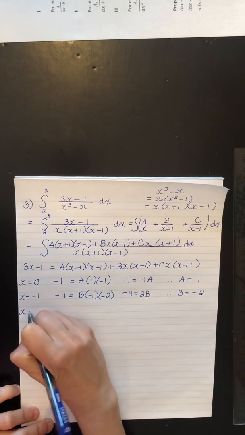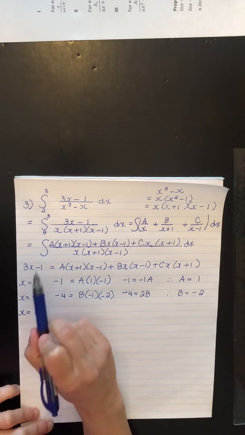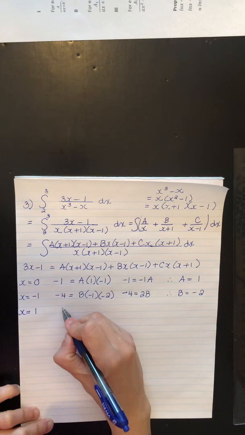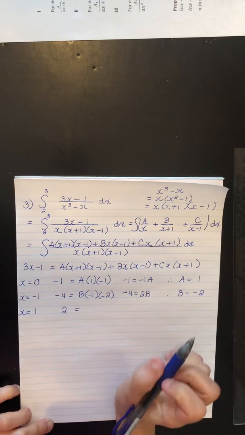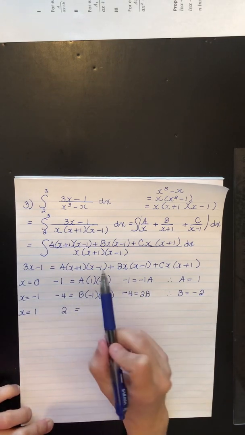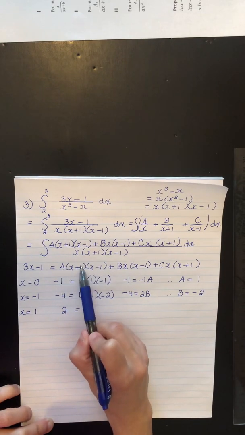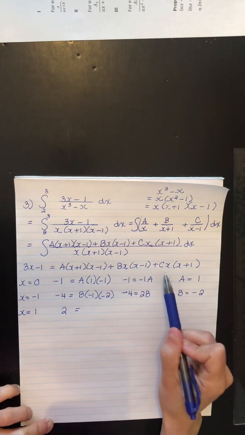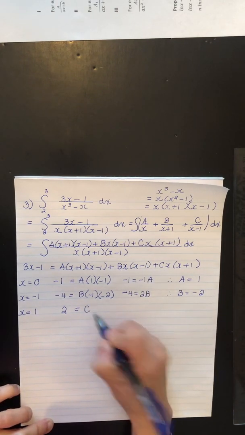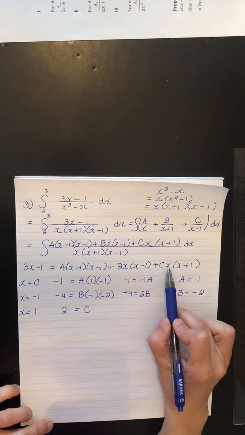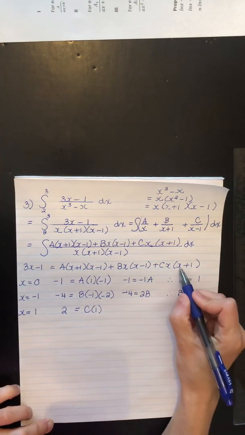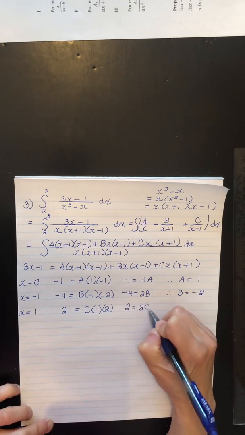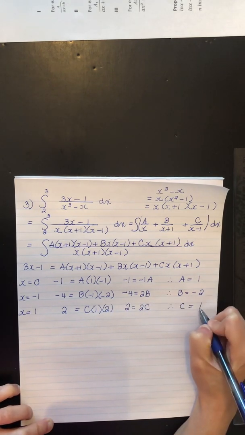Lastly, we substitute x is 1. On the left, that will be 3 minus 1, or 2. On the right, of course, substituting 1 here makes this term 0. Substituting 1 here makes this term 0. The only non-zero term is at the end, c times 1 times 2, from which 2 is 2c, and therefore c is 1.